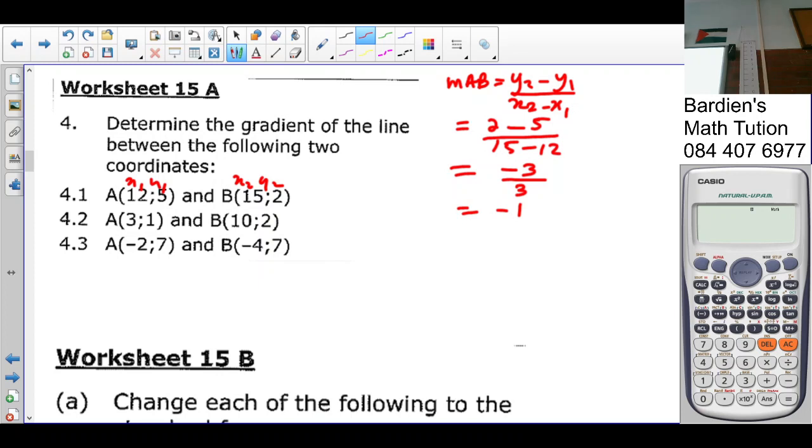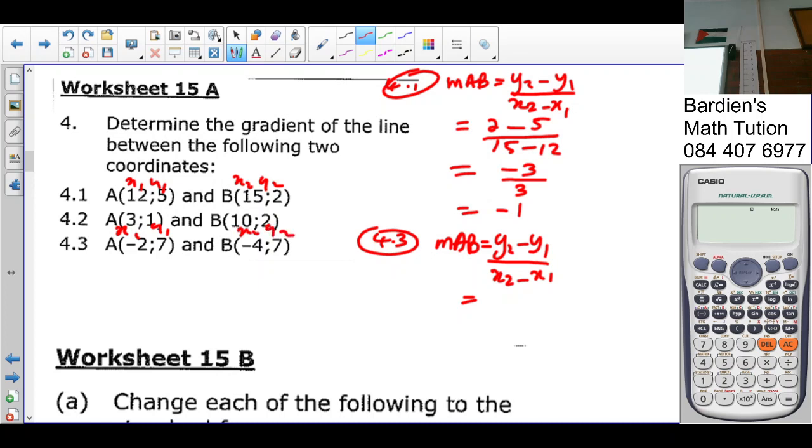Okay? That's number 4.1. Did you look at 4.3? 4.2 is the same. As I said, we're going to do the odd numbers, so every alternate sum. Again, how do you calculate gradient of AB? y2 minus y1 over x2 minus x1. If that is x1, that will be y1, x2, y2. So it's going to be 7 minus 7 over negative 4 minus 2.